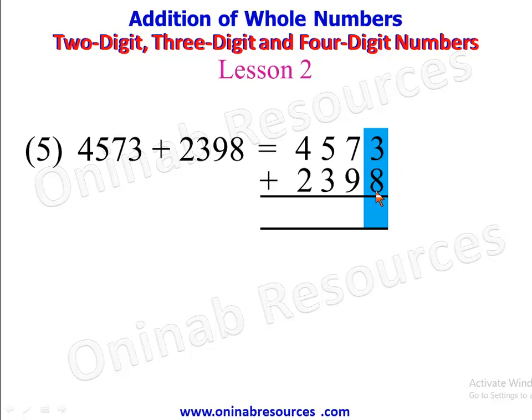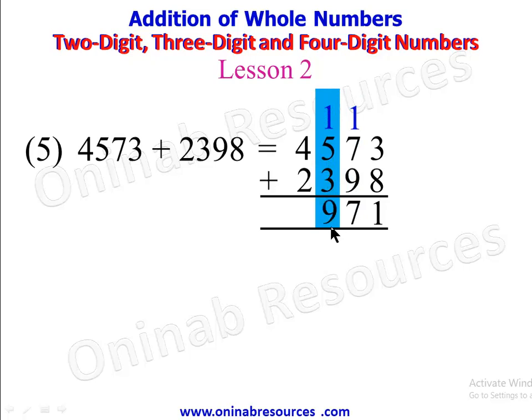So we have 8 plus 3 gives 11. So we move this 1 up, that is the 10th digit, to be added to 7 and 9. So 1 plus 7 gives 8. 8 plus 9 gives 17. Again, we are moving this 1 up to be added to 5 and 3. So that we now have 1 plus 5 gives 6, and 6 plus 3 gives 9. In this case, we are not carrying any digit, so it is just the 100th digit.